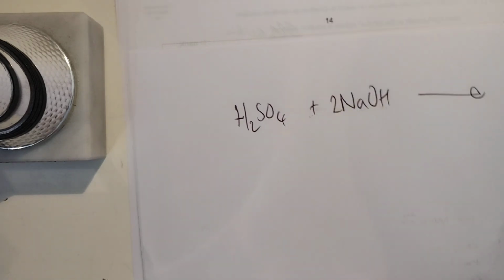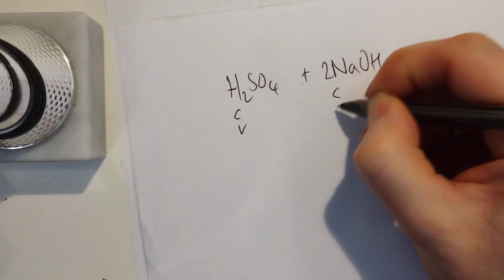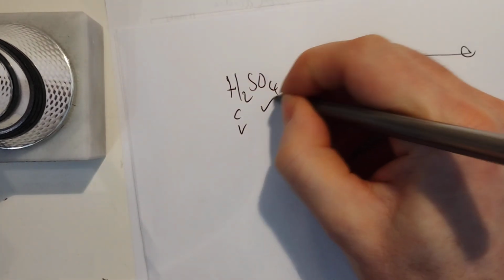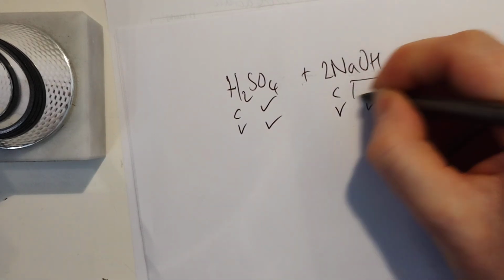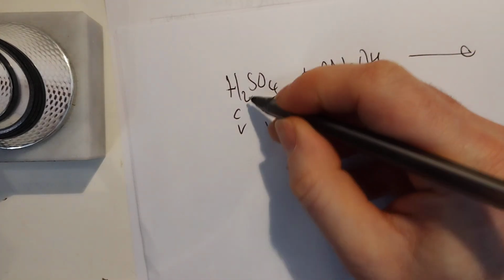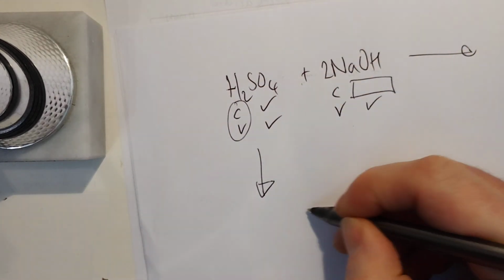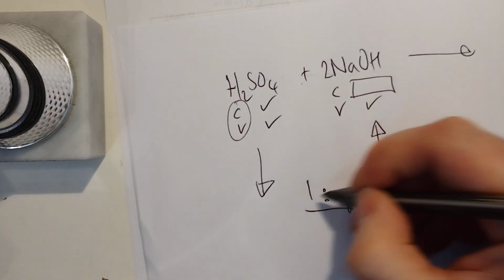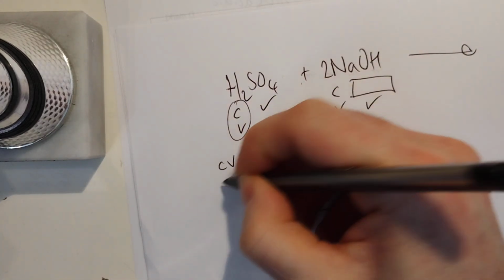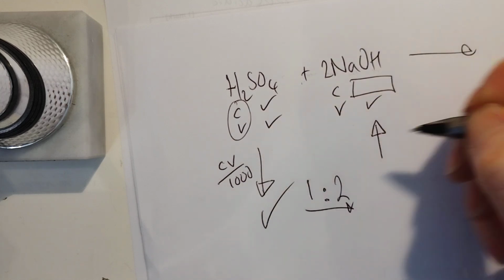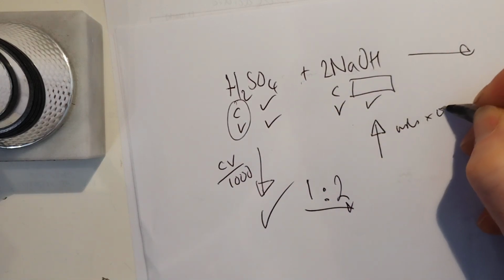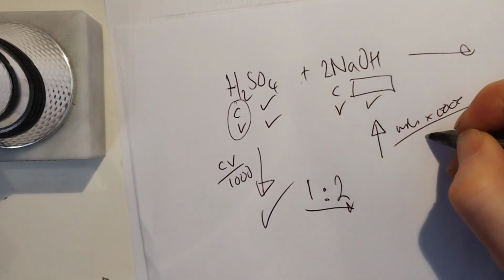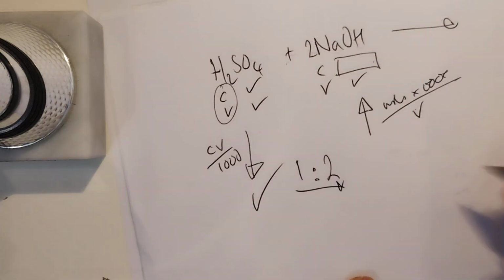You would write that down. You would then collect C's and V's, and you would probably be given a C, a V, and a V, and work out the missing C. Wherever you've got a C and a V, you're going to go down, then across, then up. You're going to put the ratio on this arrow, so in this case 1 to 2. You're going to do CV over 1,000 there to get you this mark, and then you're going to go moles times 1,000 divided by V to get you this mark.